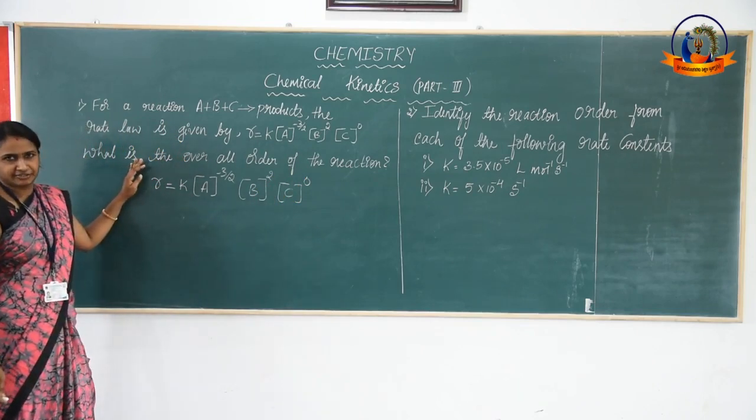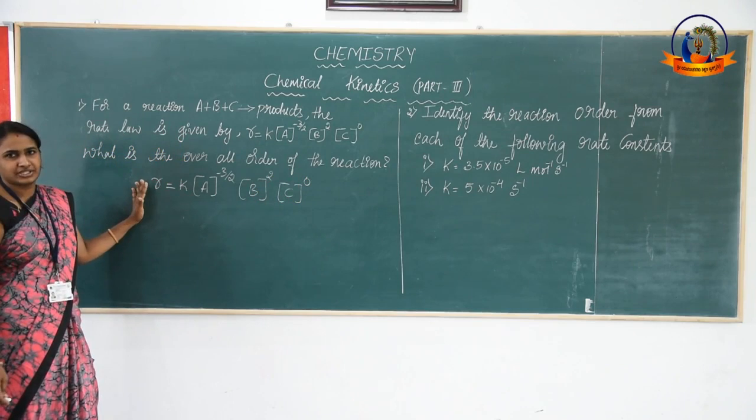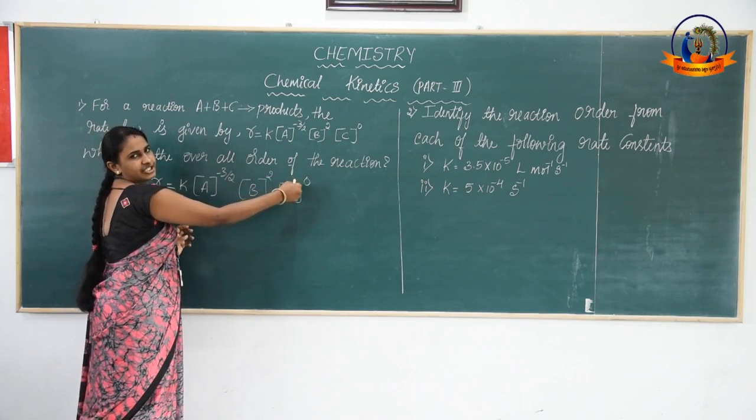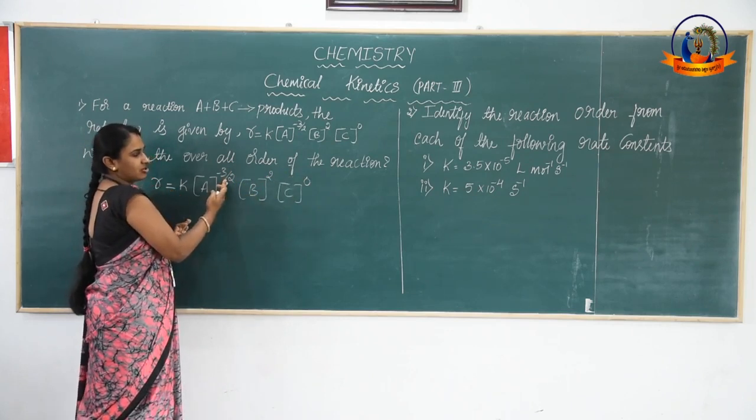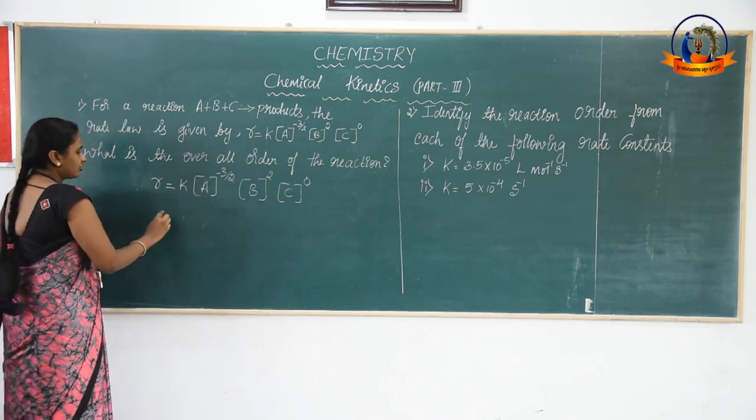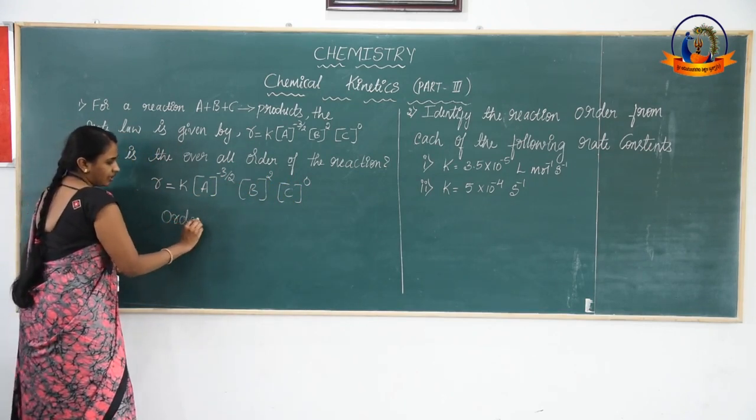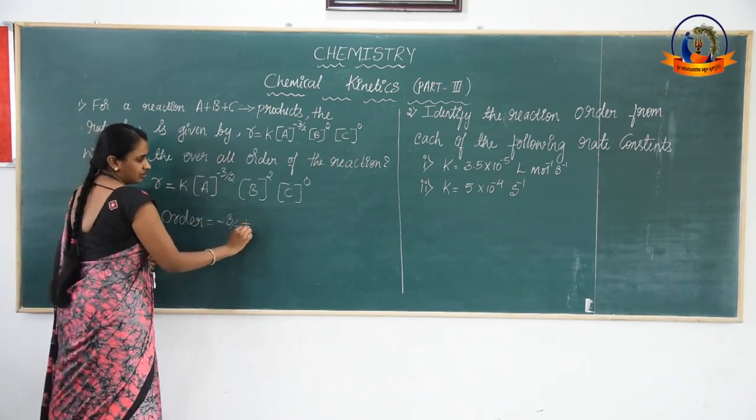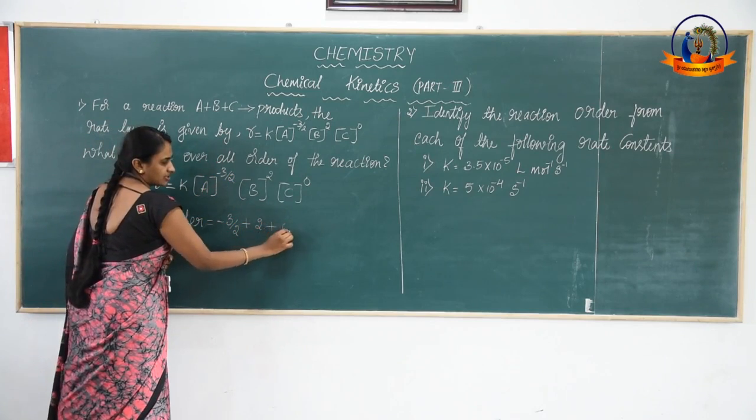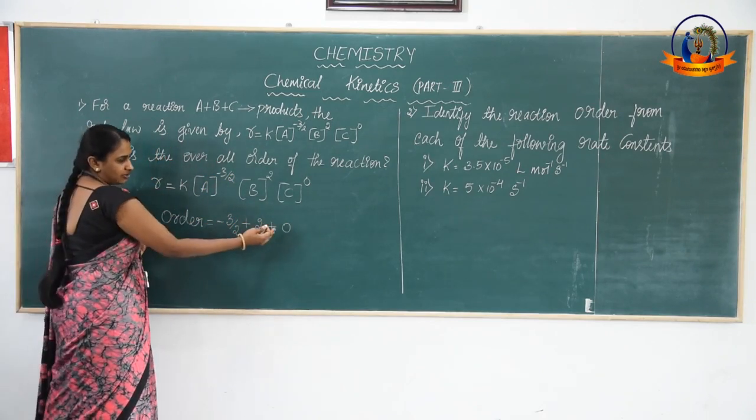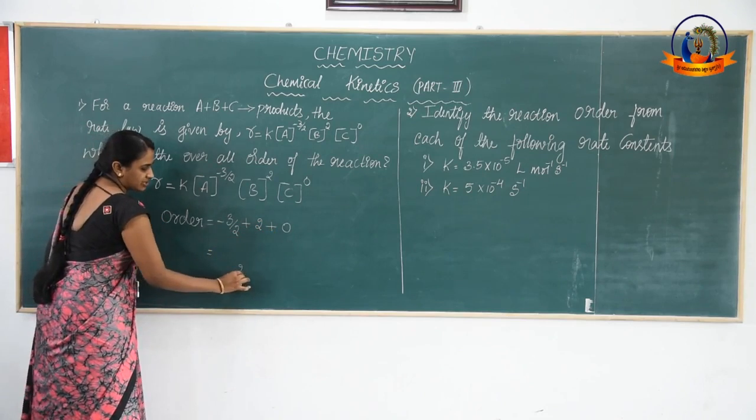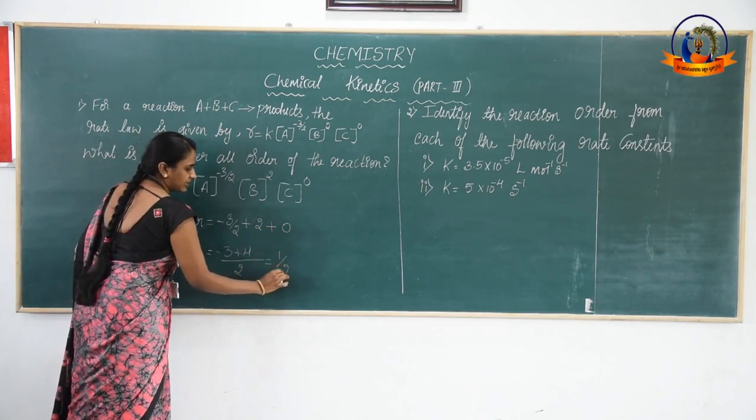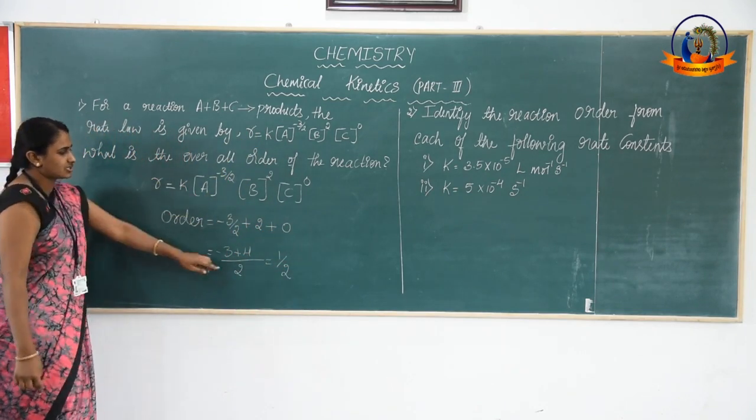After writing down your rate equation, to calculate the order of this reaction, just add the stoichiometric powers of this concentration term. Add the powers of the terms, so you can get the order. Order is equal to the powers: minus 3 by 2 plus 2 plus 0. Just add those terms, take the LCM. 2 is the LCM. Minus 3 plus 4, which is equal to 1 by 2. The order of this reaction is 1 by 2.